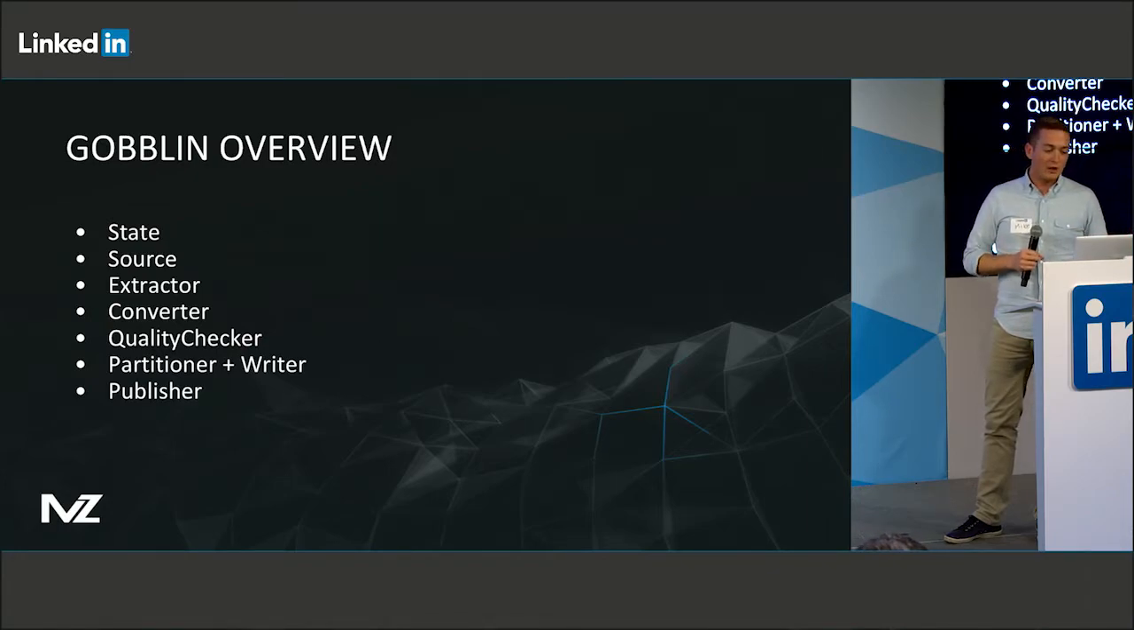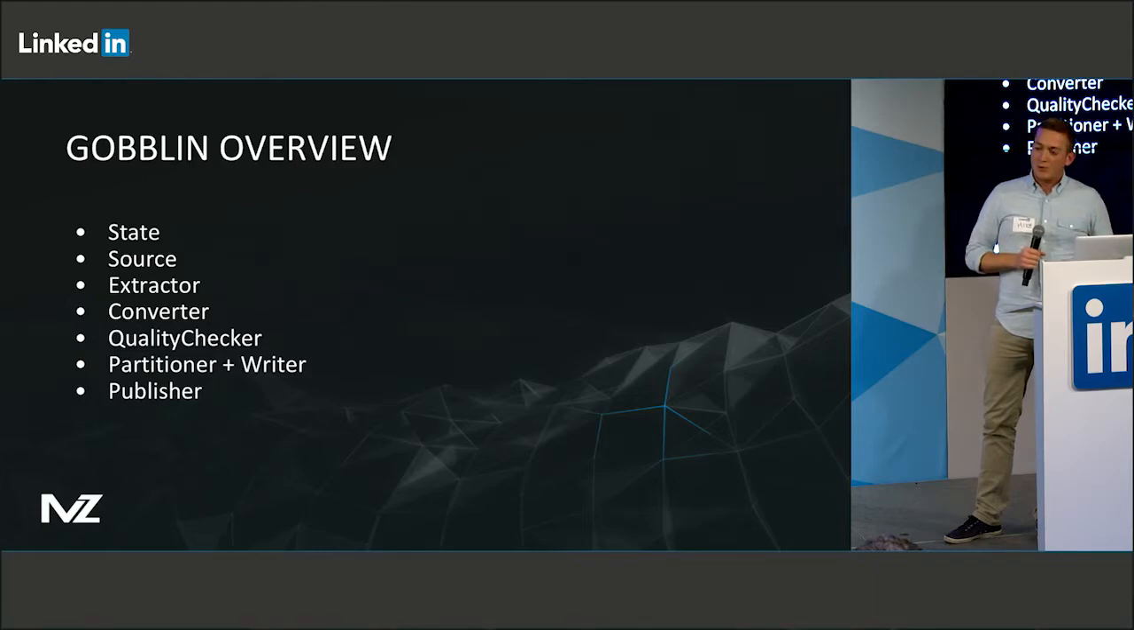Those work units are then run on, if you're using MapReduce, a particular map task. That map task creates an extractor which runs the extraction to pull the data from the source, and generates an iterator, which is then passed to the converters, of which there can be one or many. And then that is sent to the quality checker, which does some checks around, there's a couple different types of quality checking.